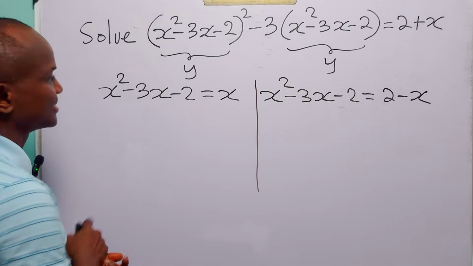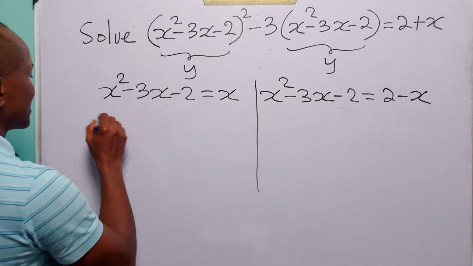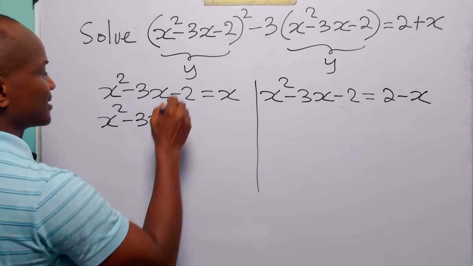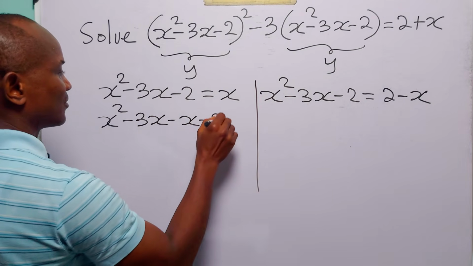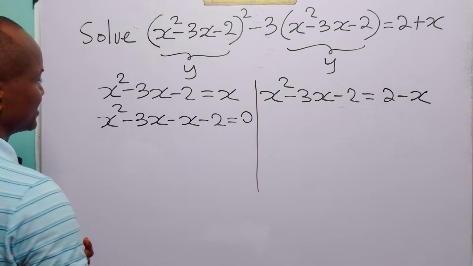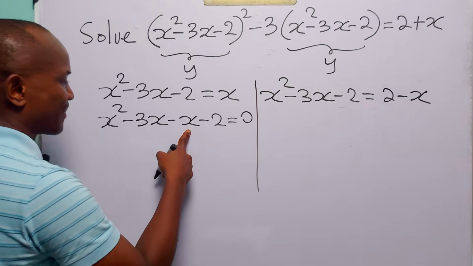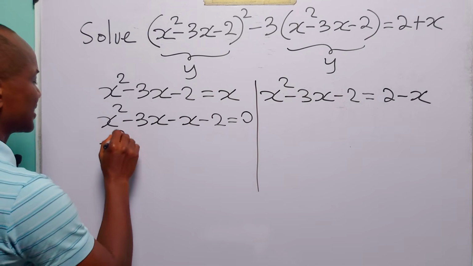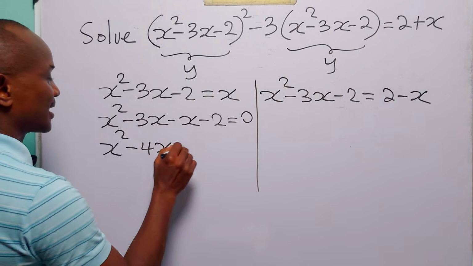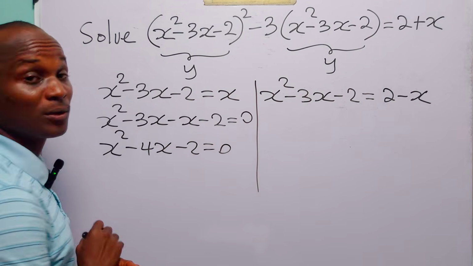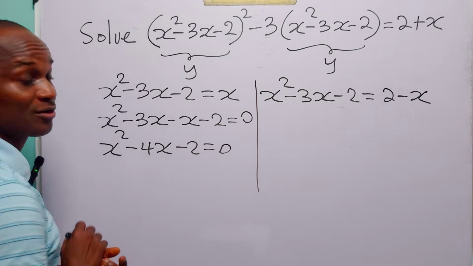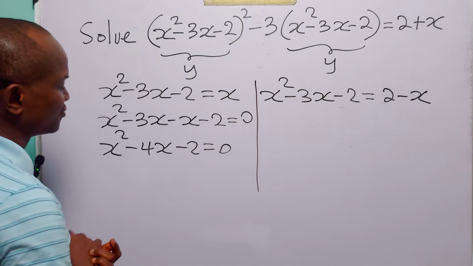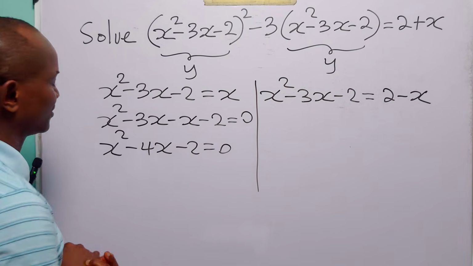Now, in the first case, when we rearrange this equation, we have x squared minus 3x minus x minus 2 is equal to 0. Minus 3x minus x is minus 4x. So here we have x squared minus 4x minus 2 is equal to 0. Now, we cannot solve this quadratic equation by the factorization method. So let us use the completing the square method.